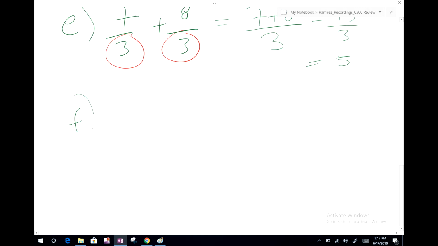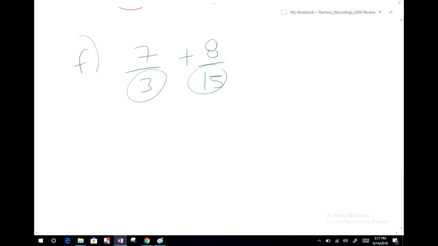And now we have F, 7 over 3 plus 8 over 15. What's the first thing we do? We check to see if their denominators are the same, and they are not. So what do we do? Well, now we have to find the same common denominator, and it is 15. So for 7 over 3, we're going to multiply the numerator and the denominator each by 5 in order to get that same denominator, and that's going to give us 35 over 15. Now, if you were to reduce this, we will get back 7 over 3.